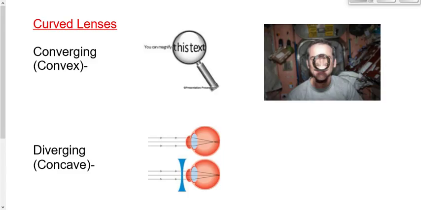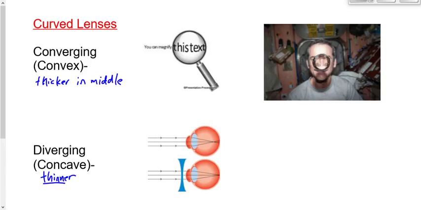We spent the last few days talking about refraction, the bending of light due to the change in speed of a wave when it goes from one medium to another. Today we're going to look at lenses, curved lenses, convex and concave lenses. Lenses that are thicker in the middle than they are at the edges, convex or converging, and lenses that are thinner in the middle than they are at the edges, diverging or concave.